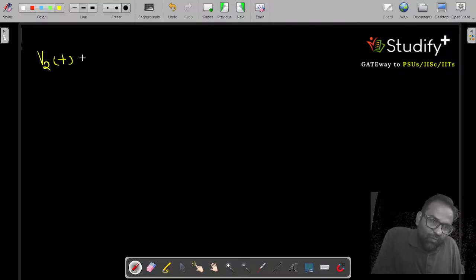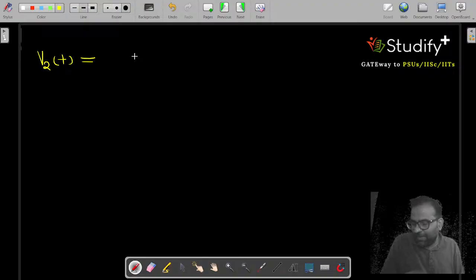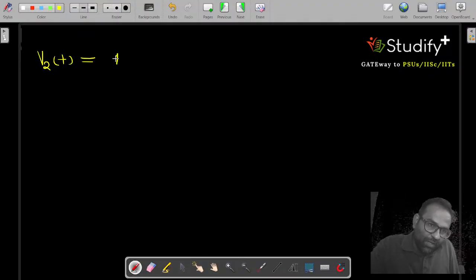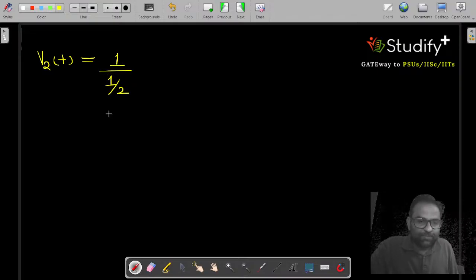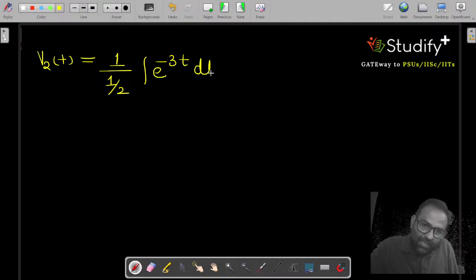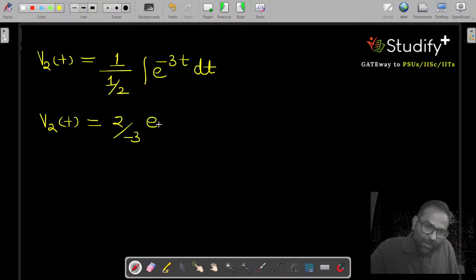V2(t) is 1 divided by C2. And what is the value of C2? The value of C2 in the circuit is 1 by 2 farad. So 1 divided by 1/2 farad into the integration of i(t), so the integration of e to the power minus 3t into dt. When I calculate this, V2(t) equals what? 2 by minus 3 e to the power minus 3t plus the constant of integration, indefinite integral.